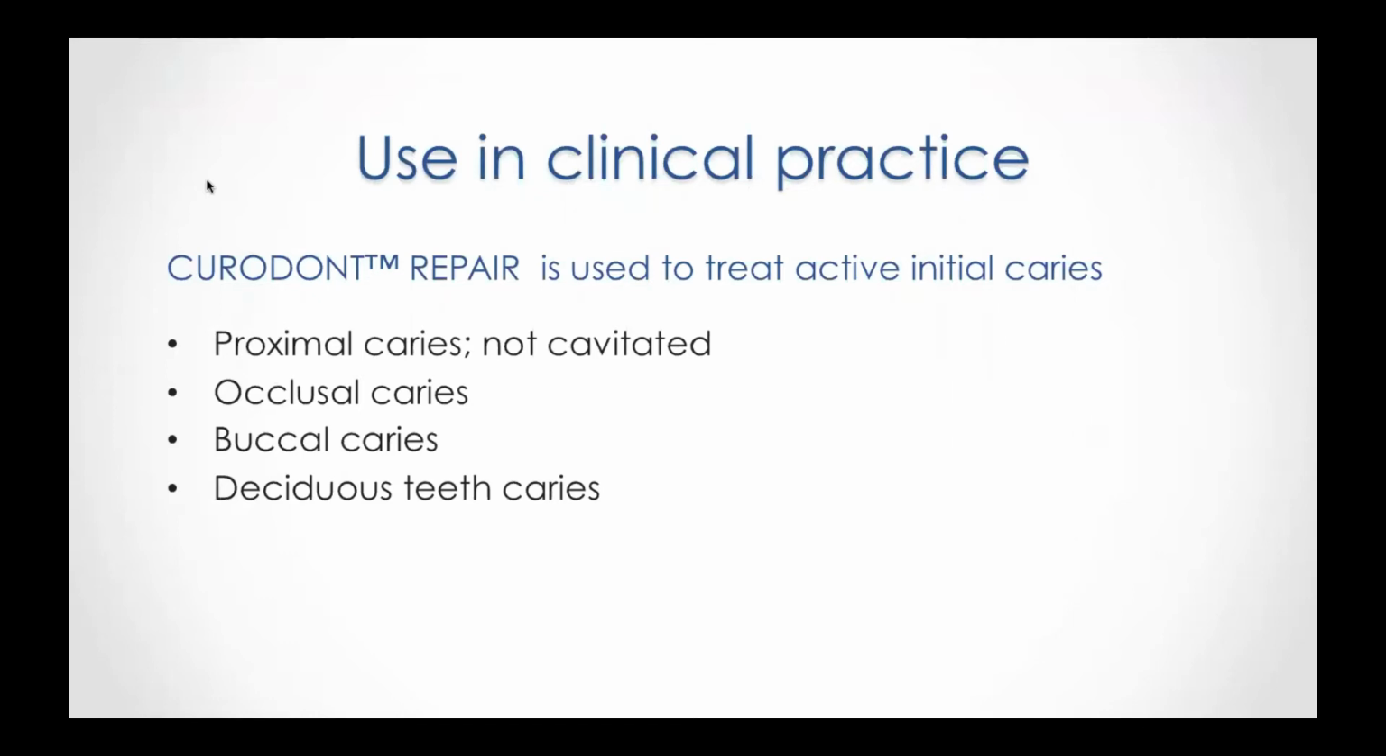As a repetition from block 1, you can see all the indications for regeneration with Curodont Repair on that slide. I have used it, as I said before, in roughly 95% of the cases for interproximal caries, and my second most common indication has been occlusal caries. I rarely use it for buccal caries or on deciduous teeth, where it's also mainly interproximal.